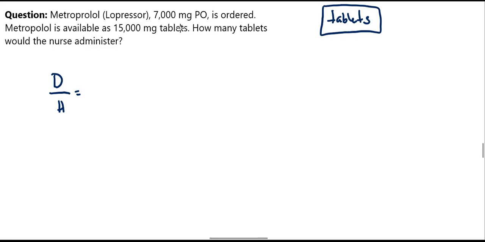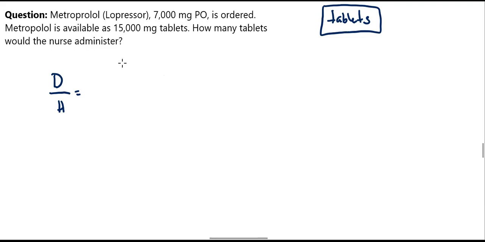And now for this case, I just want you to picture this one. We need 7,000. 15,000 is available. 15,000 is too high, right? So I'm guessing the answer I get is going to be a decimal. Because if I only need 7,000, but I have 15,000, that's more than twice as much. So I should need less than half of a tablet to make this work. That's just me thinking it through.